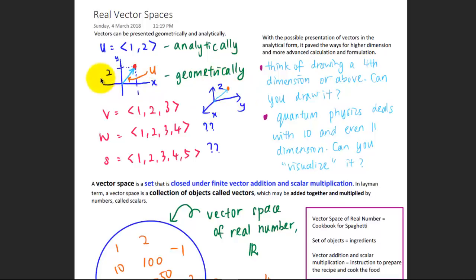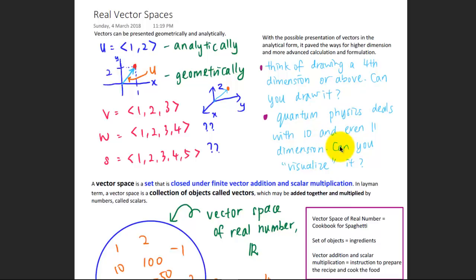But thanks to the contribution of a few mathematicians in the 18th century, they found out that vectors can also be presented analytically, which means that you can write down the vectors in this form within the brackets. And with the possible presentation of vectors in the analytical form, it paved the way for higher dimensions and more advanced calculation and formulation. Today, quantum physics deals with 10 and even 11 dimensions.